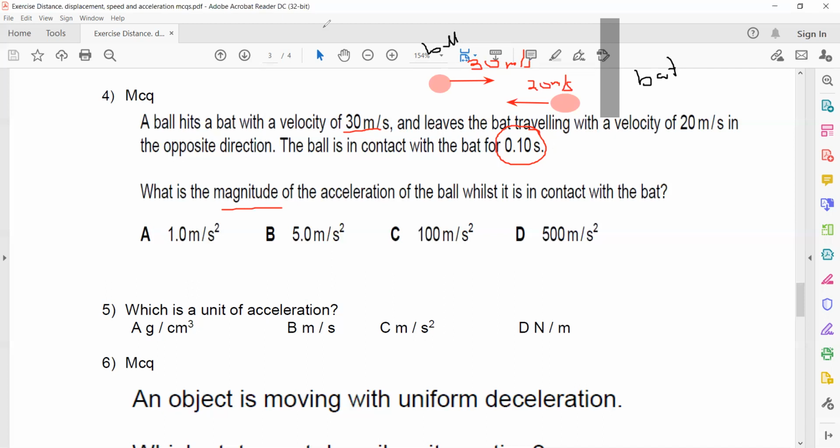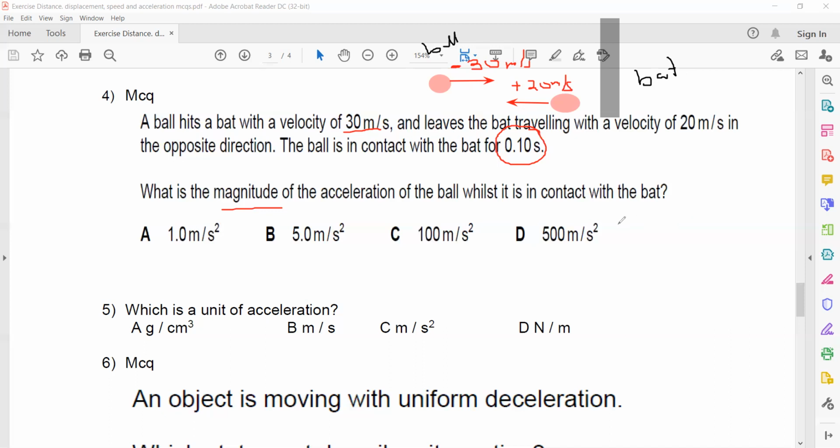So for acceleration, direction also matters. So if one of the velocities you take negative, if one of the directions you take negative, the other direction you should take as positive, and it's up to you. Any one of them you take negative, the other will be positive.